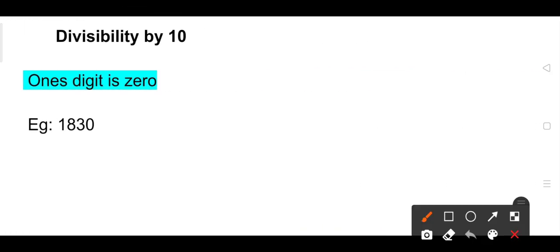Let's move forward. The divisibility by 10 says your ones digit should be 0. Only 0. And here, yes, our ones place is 0. It means this number is divisible by 10.